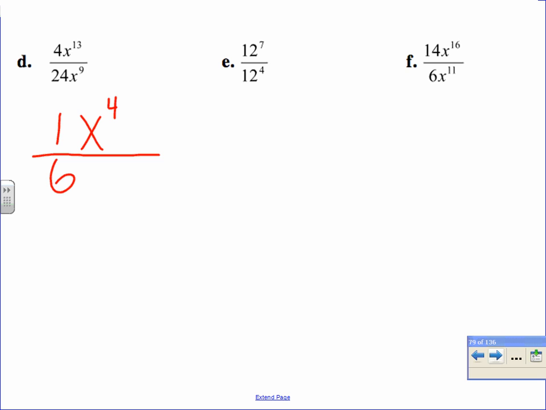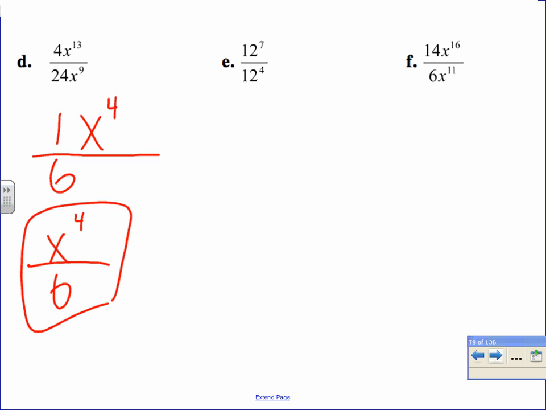How else can we write our answer? Adam, how else? You could, but I'd rather you keep it as a fraction. All I wanted you to say was you could get rid of that 1. You don't need that 1 there. Okay, don't change it to a decimal. Okay? No. Okay, letter E and F I want you guys to try.